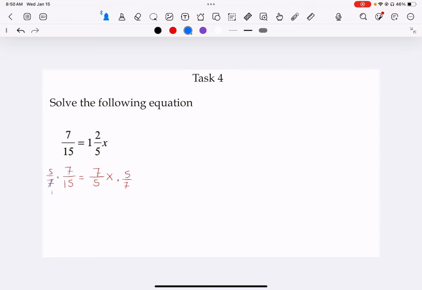I can cross simplify. The 7's can both turn into 1. The 5 can turn into a 1. The 15 can turn into a 3. So I'm left with 1/3 equals, since I multiplied by the reciprocal, it just turns into 1. So I'm just left with x. So 1/3 is equal to x.